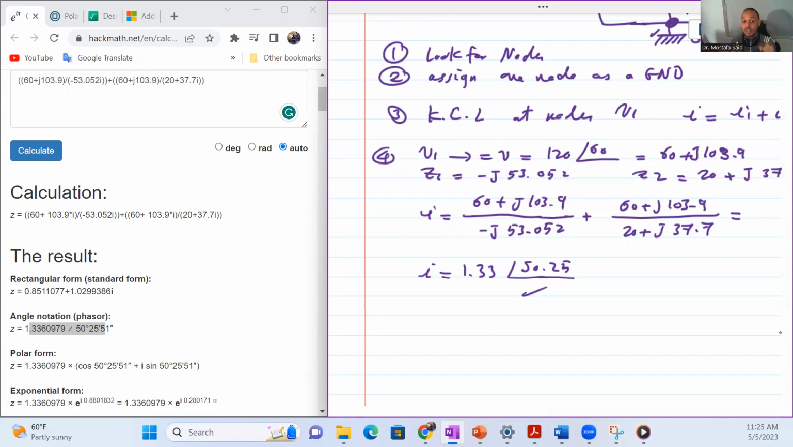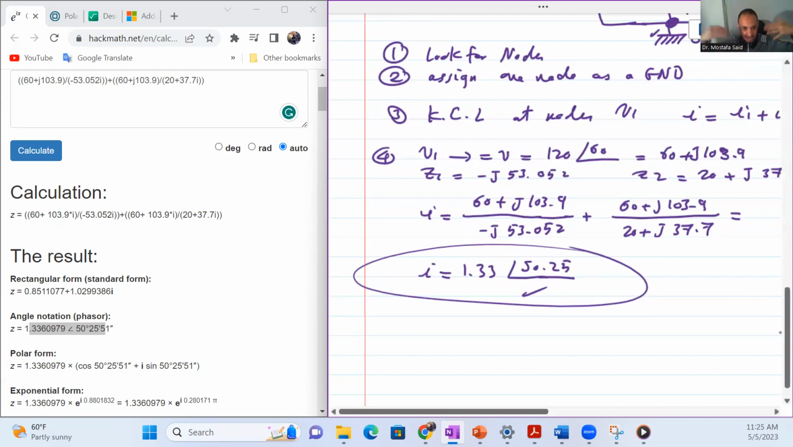Now your turn, and the homework, is to solve this circuit again, but using mesh analysis. And of course, you have the final answer here. Basically, the steps are different.